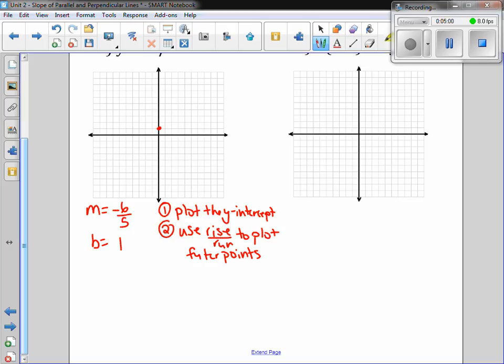So we're going to come down 1, 2, 3, 4, 5, 6. And we're going to run 5 in the positive direction, 1, 2, 3, 4, 5. So here's 1 point there. Or we can go up 6, 1, 2, 3, 4, 5, 6, and to the left 5, 1, 2, 3, 4, 5. We are going to connect our points, and we now have created our line.